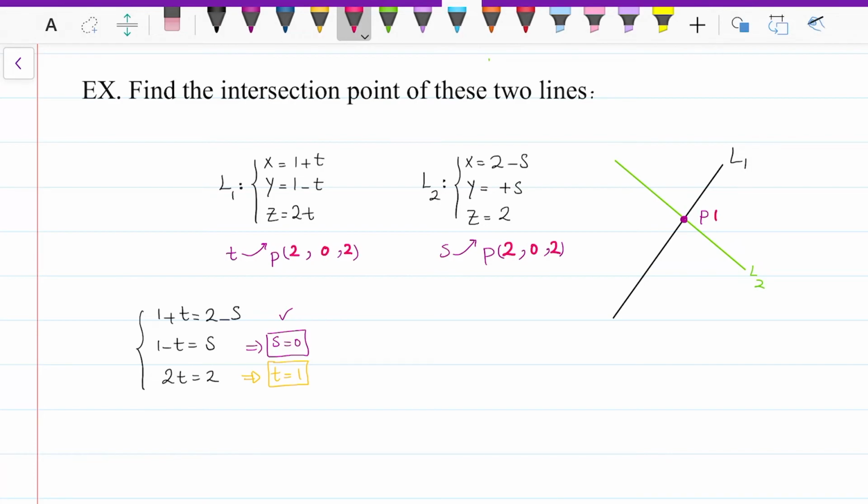I get the same point, which is the point of intersection, by setting the first coordinate of the lines, second coordinate of the lines, and third coordinates of the lines equal to each other, and finding the values of s and t, so that with these two values I get the intersection point.